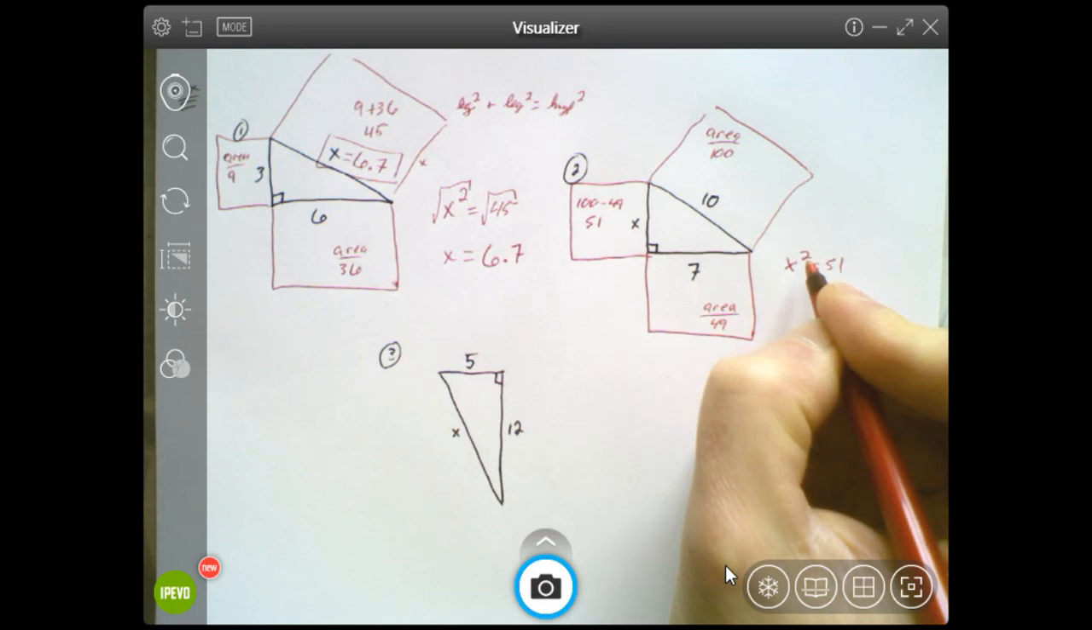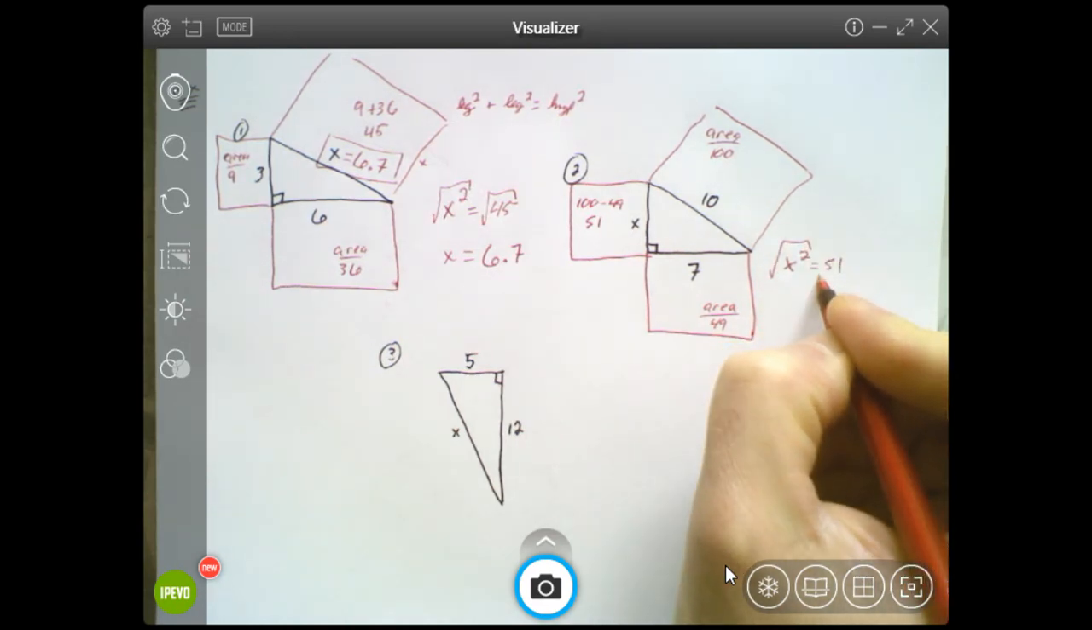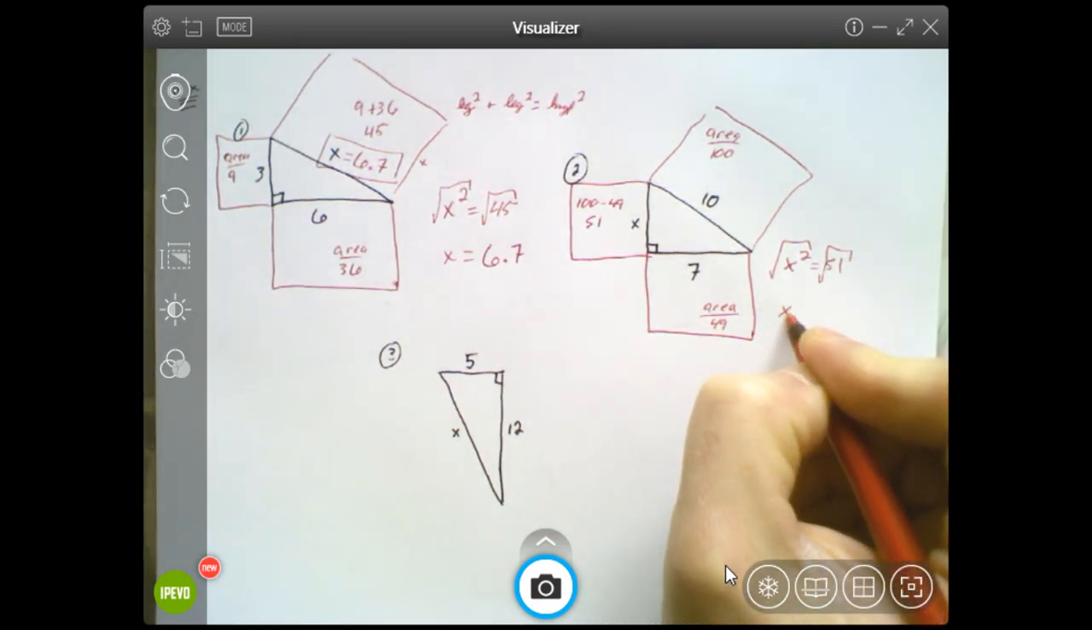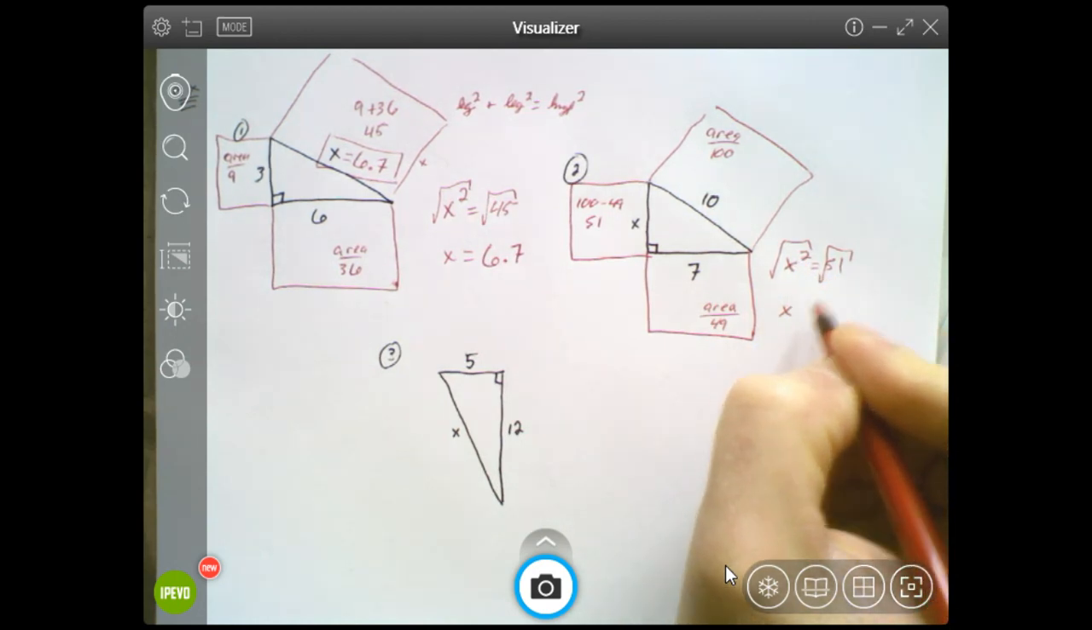To undo the squaring, I'm going to use the square root. So I'm going to take the square root of both sides. The square and the square root cancel, leaving me just x.